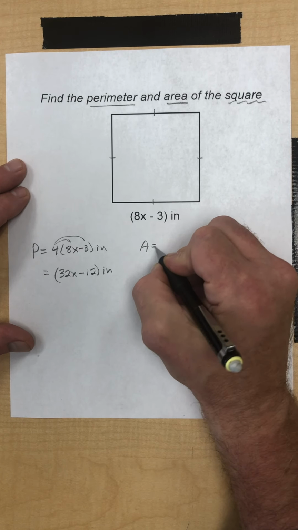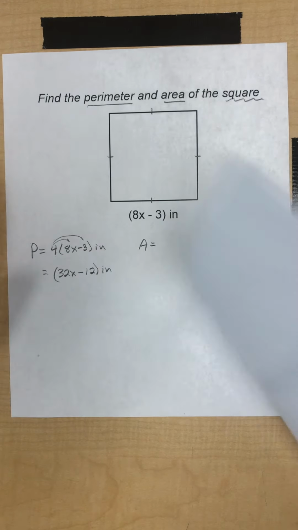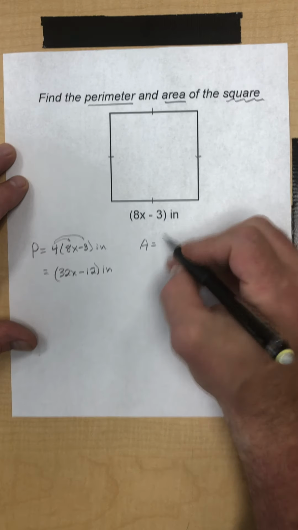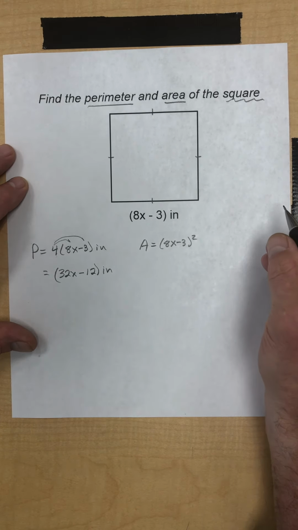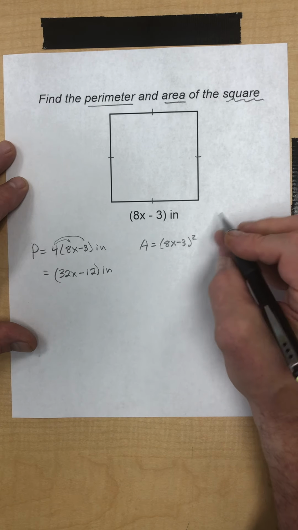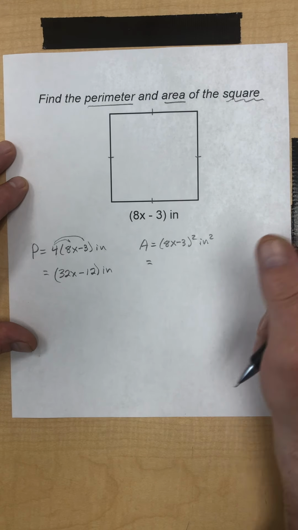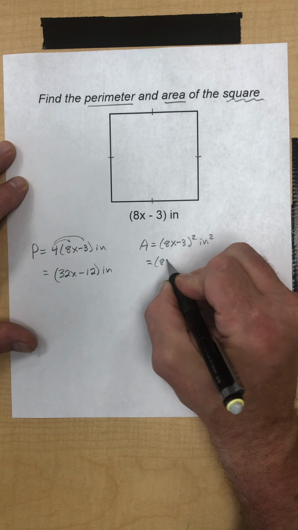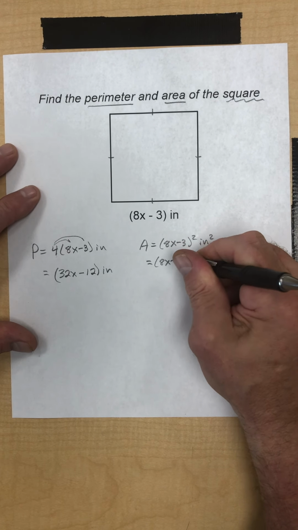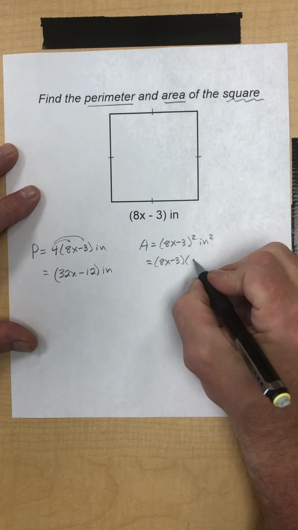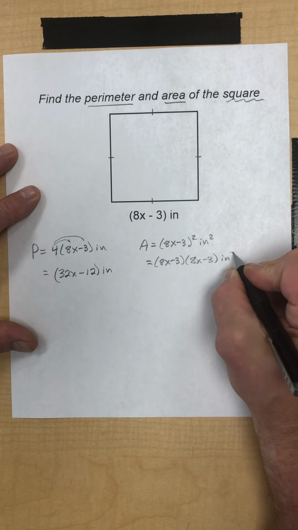Okay, then we do area. And going back here, area of a square is side squared. Okay, so that would be 8x minus 3 squared. And it's area, so it's squared units, so it'd be square inches. Okay, so again, when you square a number, you multiply it by itself. So that would be 8x minus 3 times 8x minus 3, not x minus 3. 8x minus 3, and our units squared.